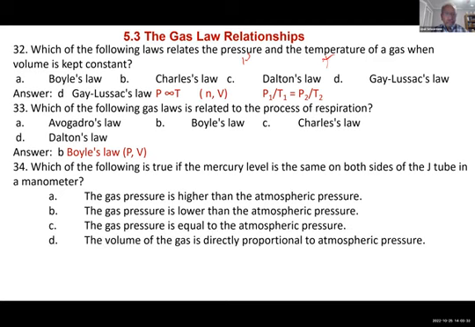So if you have the choices, gas pressure is equal to atmospheric pressure if the levels are equal. If the levels are higher, then there's a higher pressure. Gas has a higher pressure or lower pressure. You can see from the two levels of the mercury in the J tube.